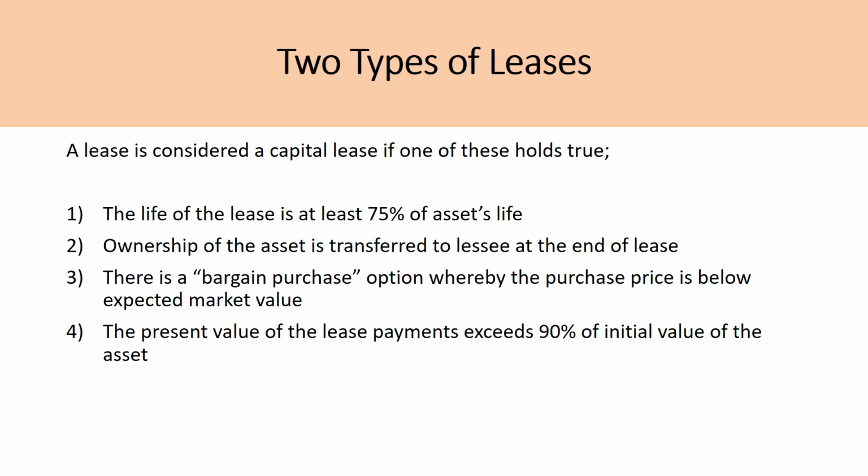Now, a lease is considered a capital lease if one of these holds true. 1, the life of the lease is at least 75% of the asset's life. 2, the ownership of the asset is transferred to the lessee, the person using the lease, at the end of the lease. 3, there is a bargain purchase option whereby the purchase price is below the expected market value. And 4, the present value of the lease payments exceeds 90% of the initial value of the asset. Okay, so if any of these four are true, then that lease is considered a capital lease.